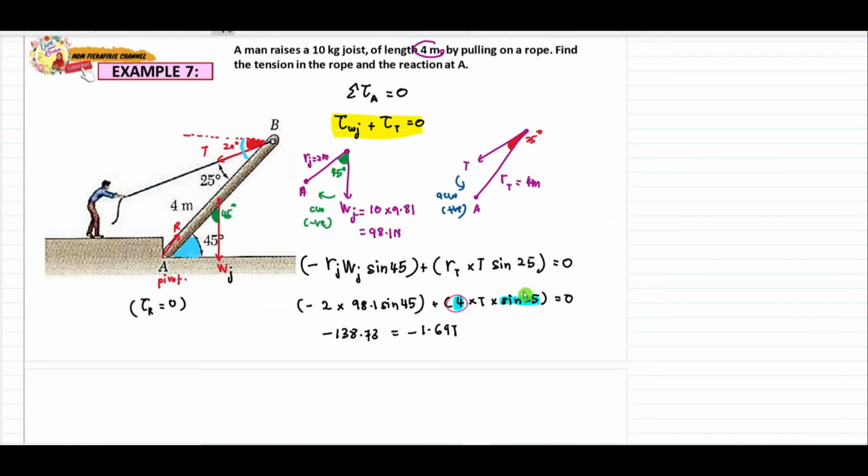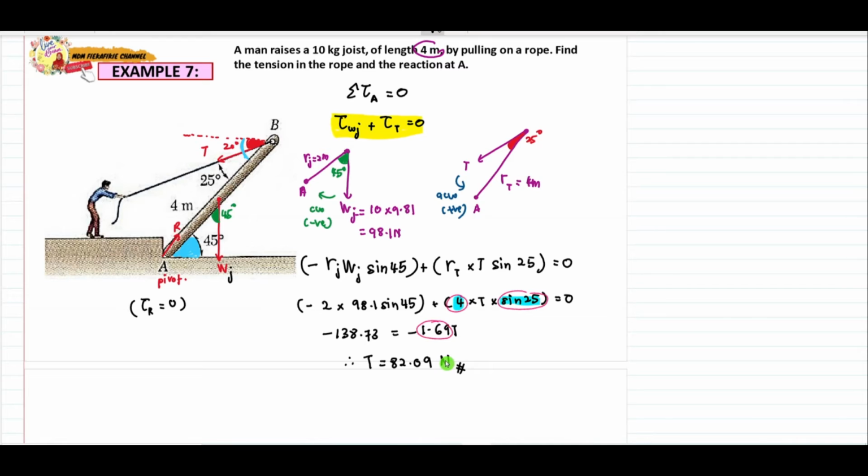4 times sin 25, you will get 1.69. Okay, alright, therefore you calculate T, you will get 82.09 Newton. Okay, T is a tension, so T is tension, where tension is a force, so its unit is Newton. So we have answered for capital T.